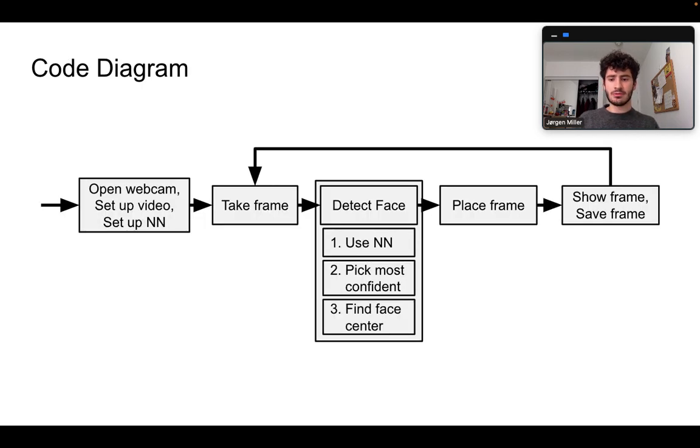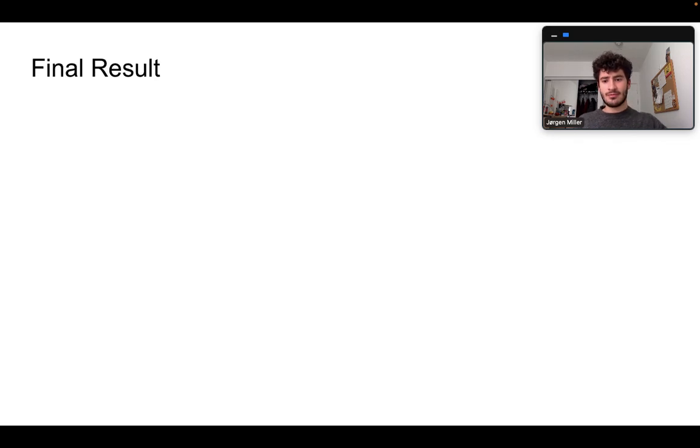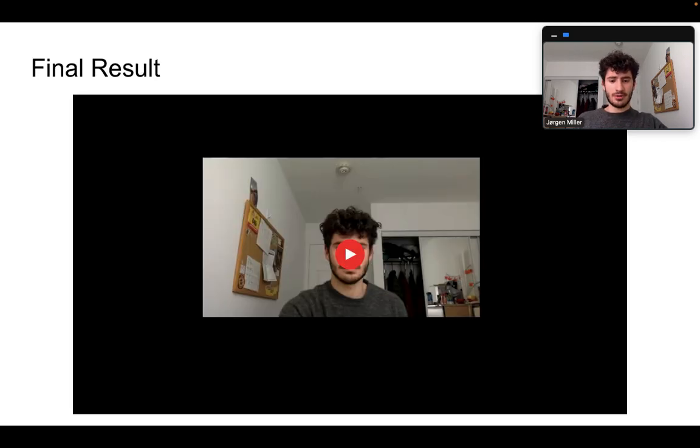Here again shows that once everything is set up, we can take the frame, detect the faces using the neural network, pick the most confident face, find the center of that face, place the frame according to that center, and then show that frame and save it to file so we can watch it. Here again is showing what this all looks like.